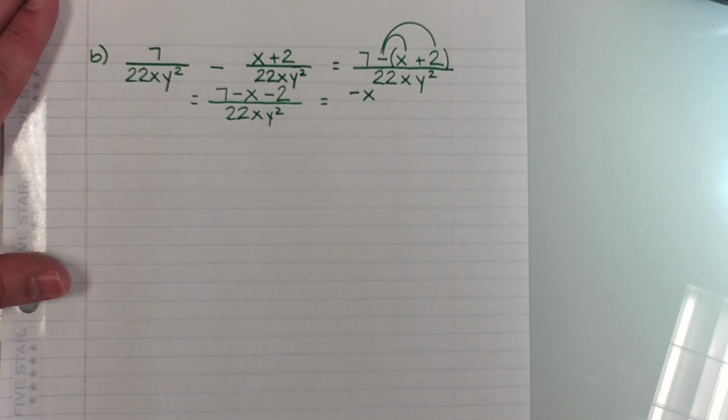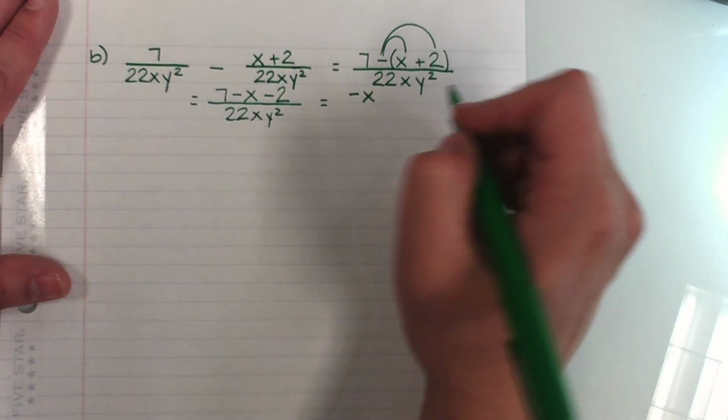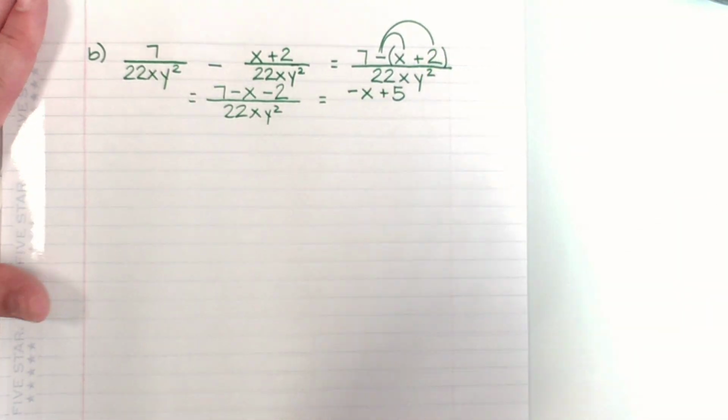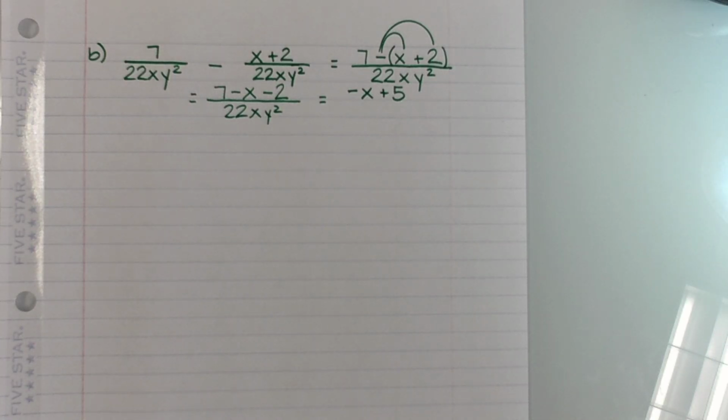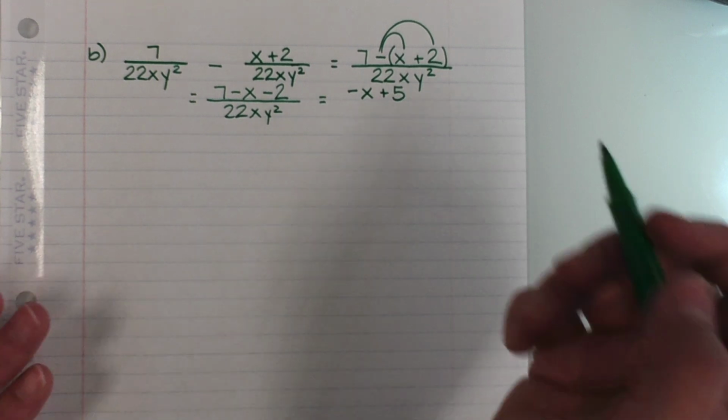Generally speaking, I put things in standard form, so I go with my x's first, and then I go to my numbers. If you chose to write it as 5 minus x, it's equivalent, but there's a reason I do this.